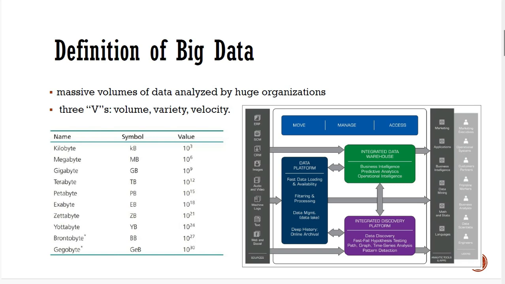Volume. Volume is obviously the most common trait of big data. Many factors contribute to the exponential increase in data volume, such as transaction-based data stored through the years, text data constantly streaming in from social media, and increasing amounts of sensor data collected, such as RFID, GPS, and so on.